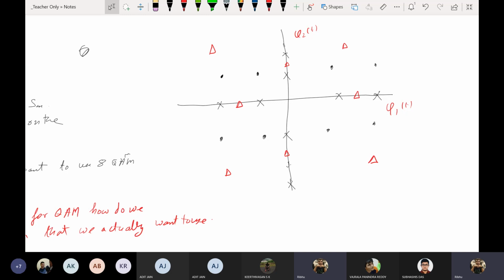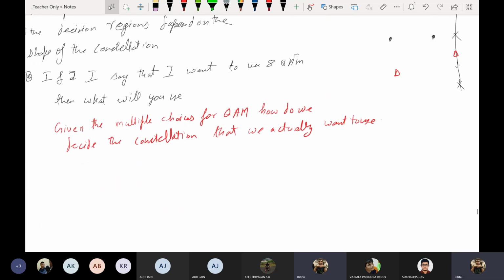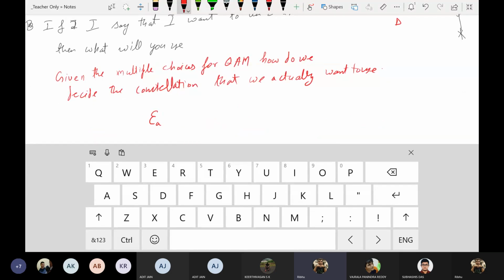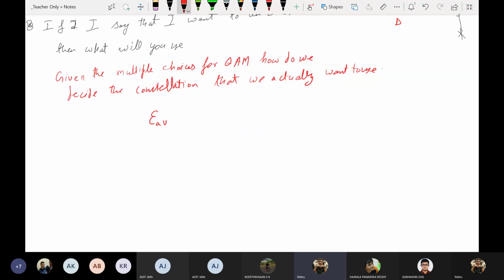So what we had defined was another term, the average energy, equals summation over i in S, or i equal to 1 to M for simplicity. Why complicate things? They are already too complicated.